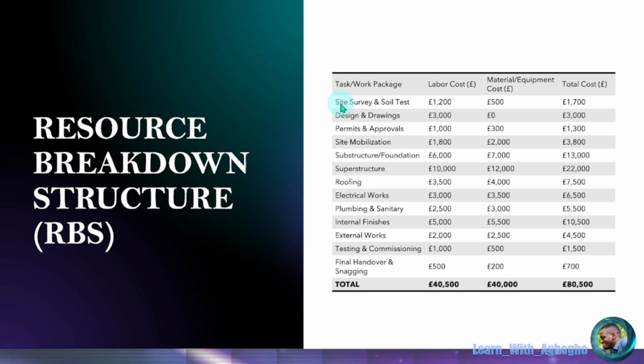illustration is for the site survey and soil test, we will need 1,200 pounds to carry out this task by labor, and the materials that are needed to execute it will be 5,000. In total, we'll have 1,700 pounds. So that is what these are for. So when you look down on this document, you will see variations of these values.